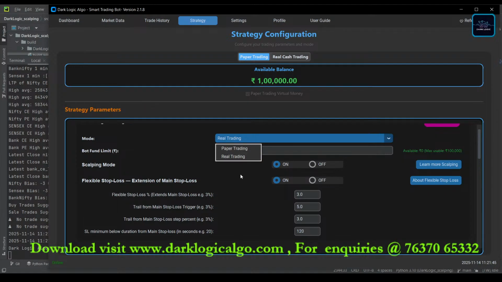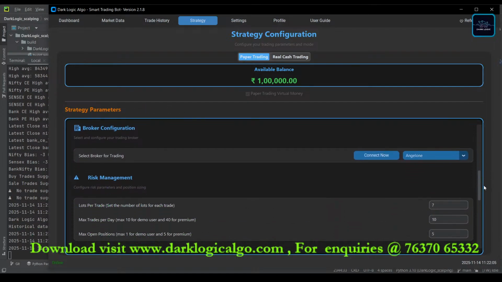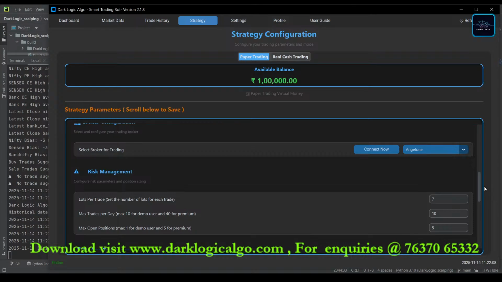Paper trading mode. You can set paper trading mode for testing the strategies. You can set the stop loss, take profit, like how many lots you want to trade each trade per day. Let's open position at the same time.